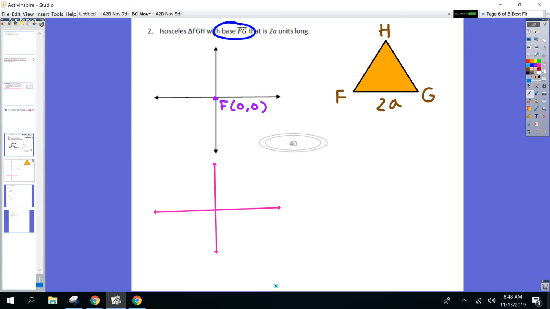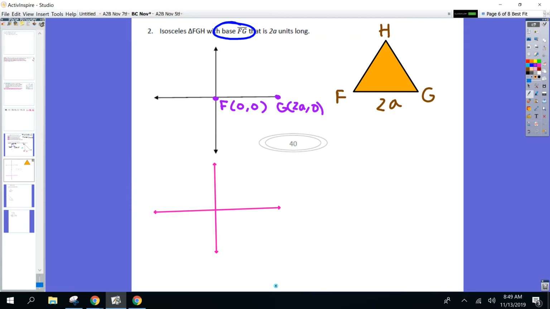Where should another point go, and what should it be? G, where should I put G? Somewhere on the x-axis, right? And you know FG's got to be 2a units long, so what's my coordinate of G? 2a, comma what? 0.